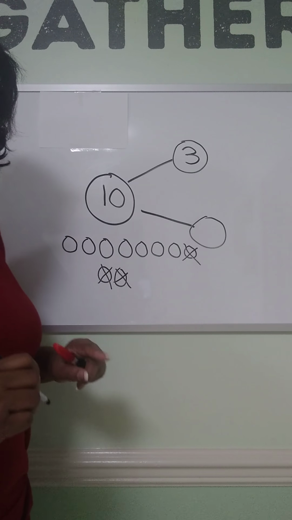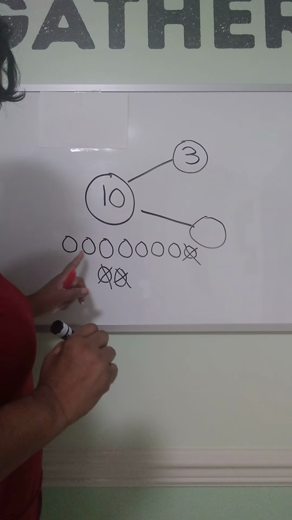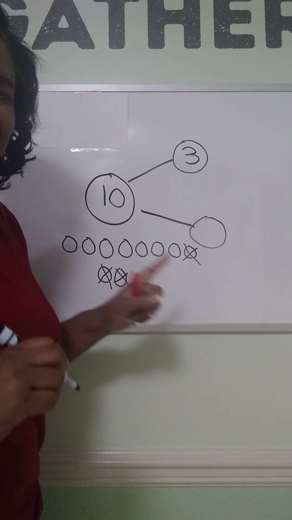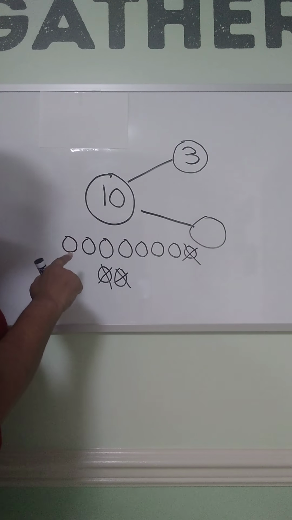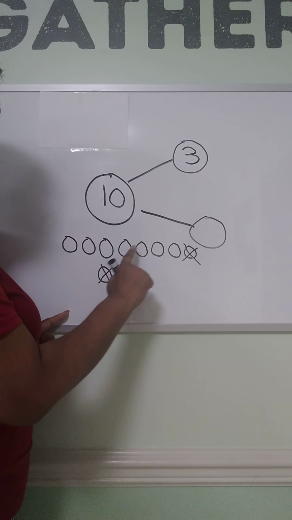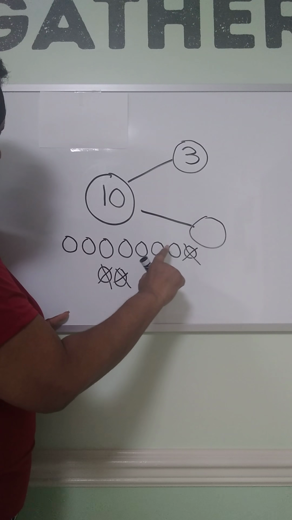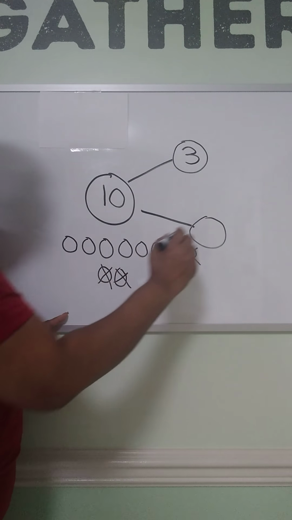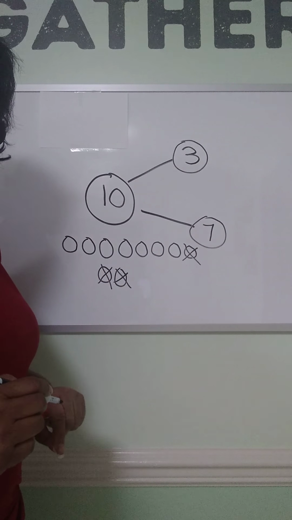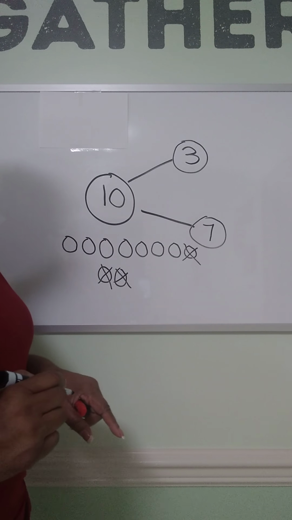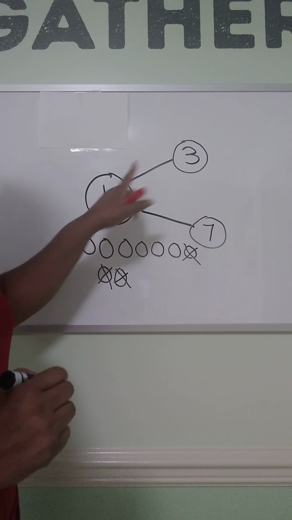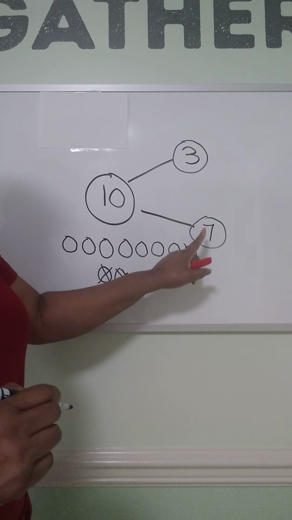1, 2, 3. So now we're going to count the circles that are left. That means the circles that we didn't X out. So let's count them. Count them with me. 1, 2, 3, 4, 5, 6, 7. So 7 belongs in the other smaller circle. Okay? So 10 take away 3 is 7.